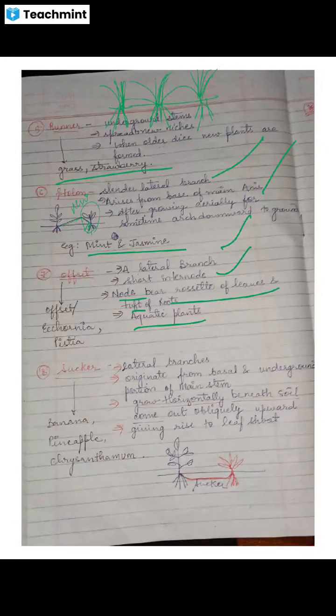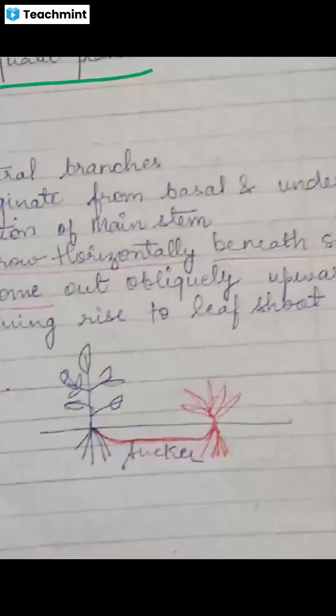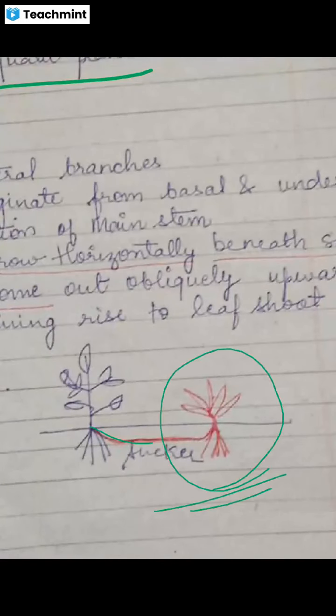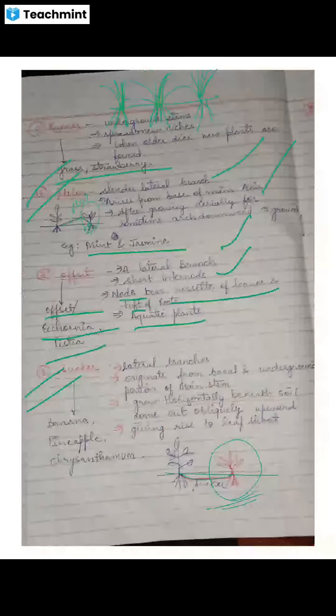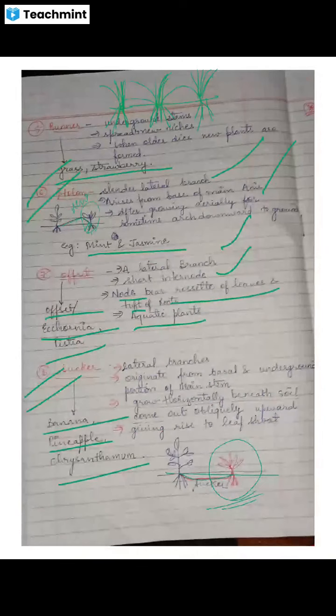In suckers, whereas in a stolon it comes from above, in a sucker it comes from below: the lateral branch originates from the base and moves horizontally underground beneath the soil, and then obliquely comes upward and forms a leafy shoot. It goes from below. Sucker examples are banana, pineapple, chrysanthemum. Examples are important. Runner examples are grass and strawberry; stolon, mint and jasmine; offset, Eichhornia and Pistia; and suckers, banana, pineapple, chrysanthemum.